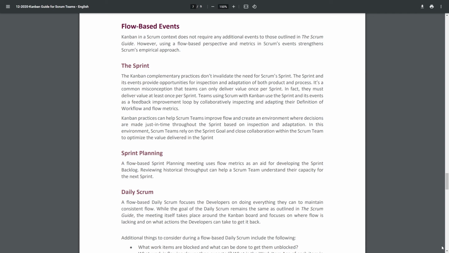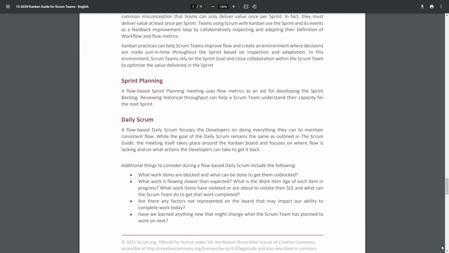Sprint planning. A flow-based sprint planning meeting uses flow metrics as an aid for developing the sprint backlog. Reviewing historical throughput can help a Scrum team understand their capacity for the next sprint. Daily Scrum. A flow-based daily Scrum focuses the developers on doing everything they can to maintain consistent flow.